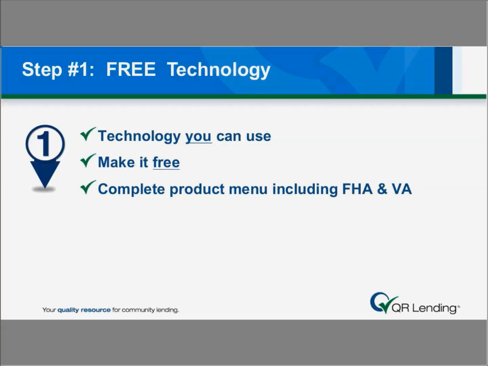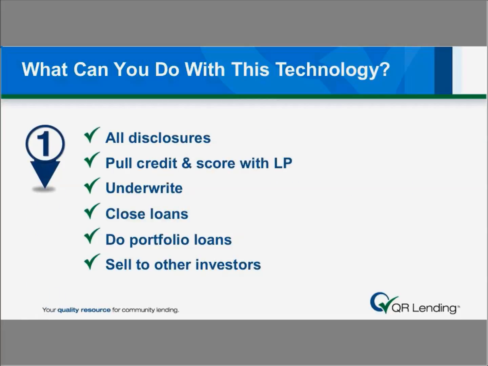You can originate loans for your members from our complete menu of products, including conventional, FHA, and VA loans. But what can you do with this free technology? Well, you can do all required disclosures in our system. You can pull credit and score the loans through LP, which is Freddie Mac's automated underwriting system, or through DU if you choose. You can service the loans, or QR Lending can do any or all of these functions for you.